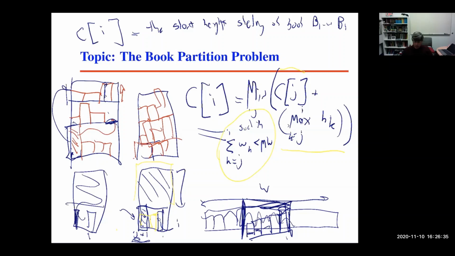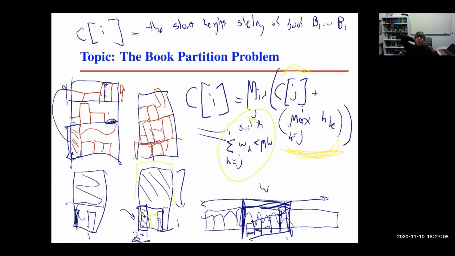Okay? So for all legal choices of J, so that my last shelf has room, I want to minimize the cost of doing the first J, all the shelves above it, plus the cost of the highest book on the last shelf. And that's what this is. Any questions about that?